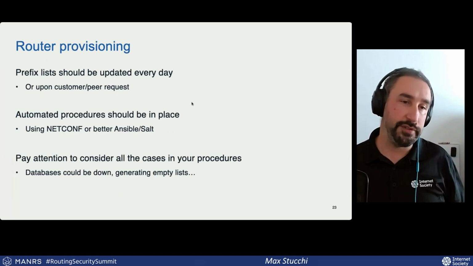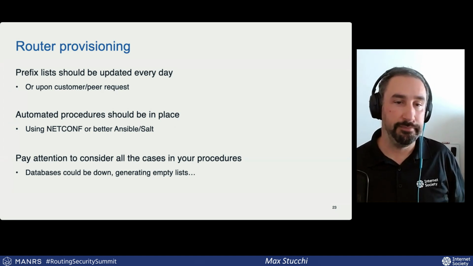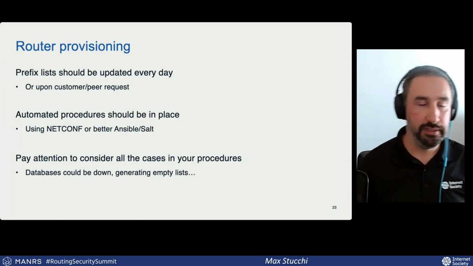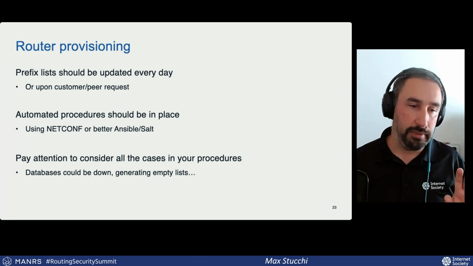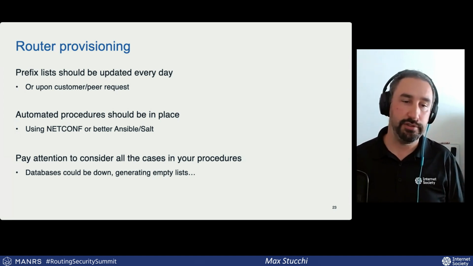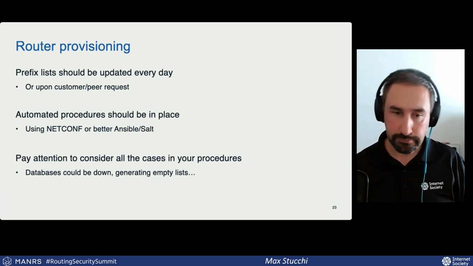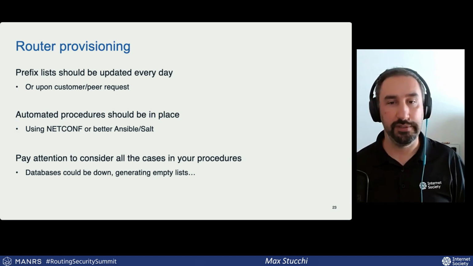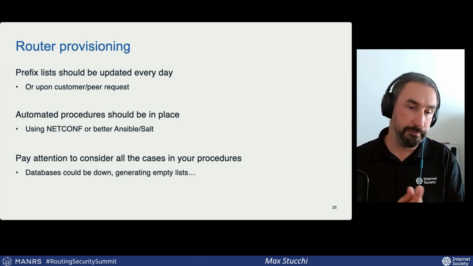And then you have to consider router provisioning. Prefix lists should be updated every day, or when you get an email from one of your customers saying, hey, we have a new prefix, or we have a new customer, would you update your filters for us? I suggest having automated procedures. You can use NETCONF, or personally, I use Ansible. My routers are Bird, so I generate the configs in a central location, and then I push the configs to the different routers.